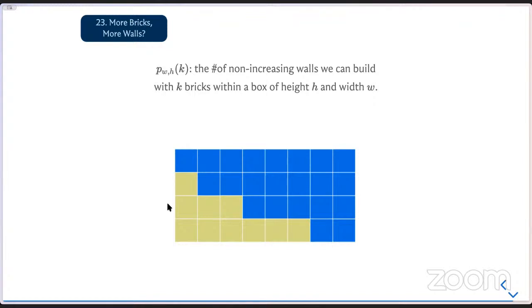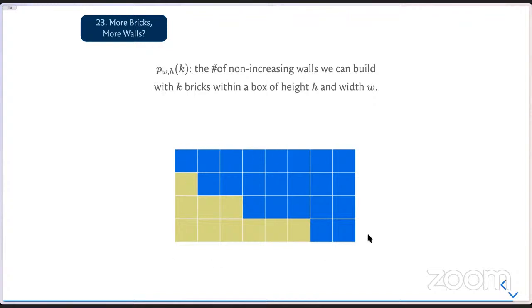So we are going to let P_{w,h}(k) denote the number of non-increasing walls we can build within a box of height h and width w. So if you prefer the summands way of talking about walls, then the bounded box is basically telling us that we are trying to write k as a sum of a certain number of terms, where the number of terms does not exceed w, because that's how many we can afford to fit in here. And each of the summands, the magnitude is bounded by h.